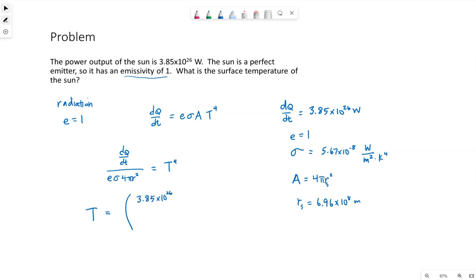so 10 to the 26 in the numerator. E is 1. Sigma is 5.67 times 10 to the negative 8. The watts in the sigma are going to cancel with the watts in the dQ/dt. 4 pi r squared, well, this radius is in meters, and we're squaring it. So meter squared here is going to cancel with the meter squared in sigma. And then we're going to be left with Kelvin to the 4th.